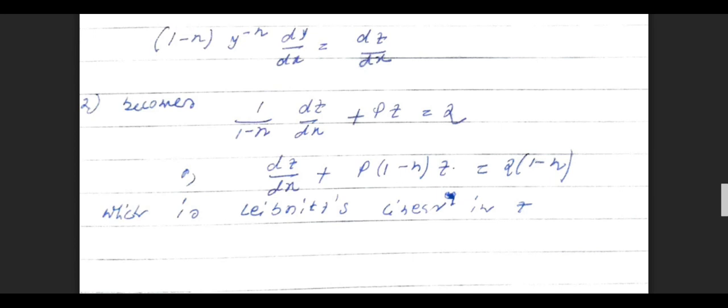What is the form of the Leibniz linear equation? That is dy/dx plus p y equal to q.